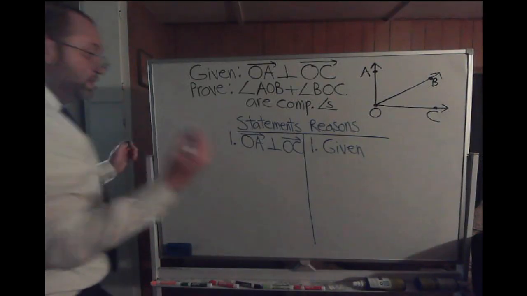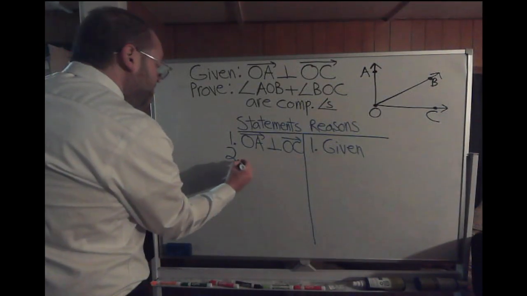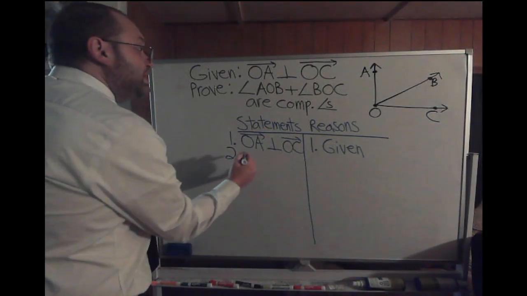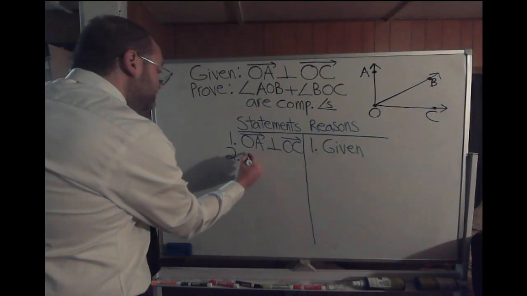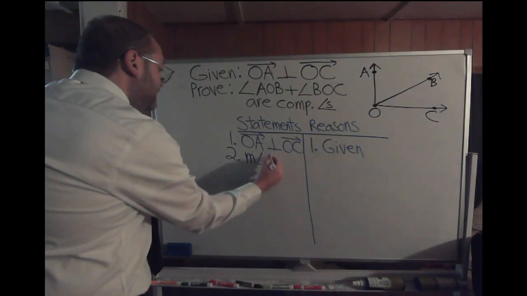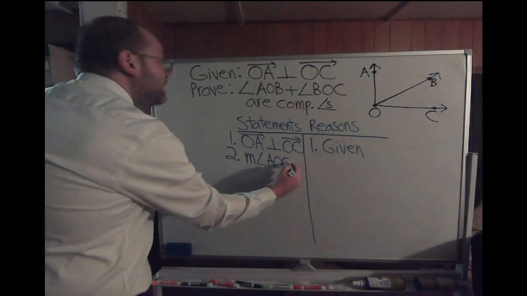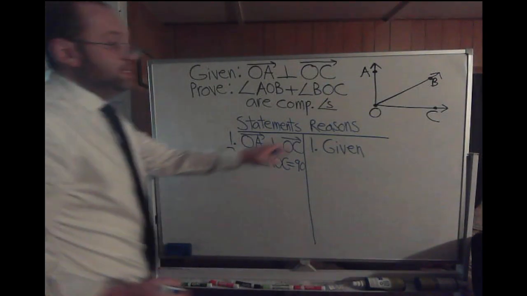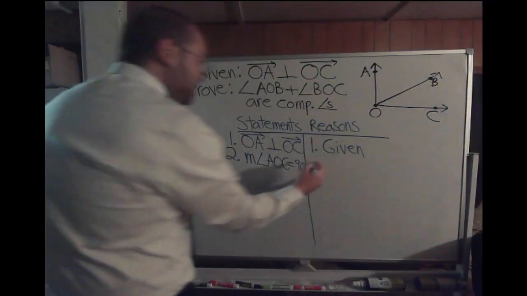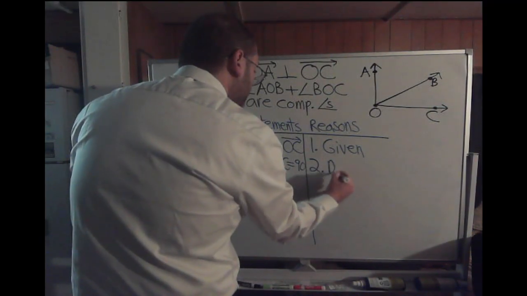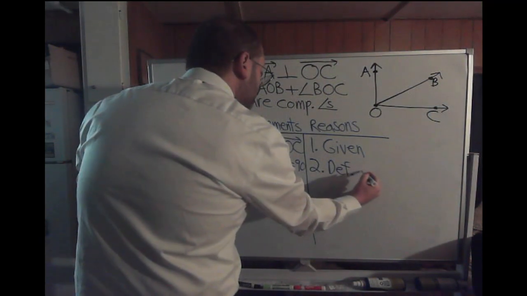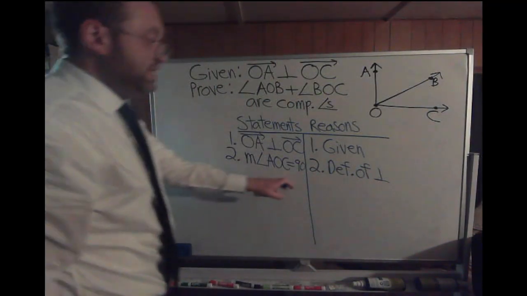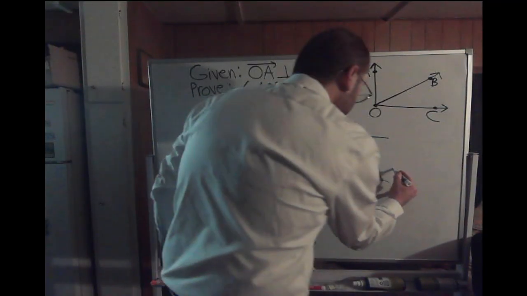What that means then, based on the fact that these two rays are perpendicular, is that the measure of angle AOC equals 90. So if these two rays are perpendicular, then the measure of angle AOC equals 90 by the definition of perpendicular lines. So that would be statement number 2 and reason number 2: measure of angle AOC equals 90 by the definition of perpendicular lines.